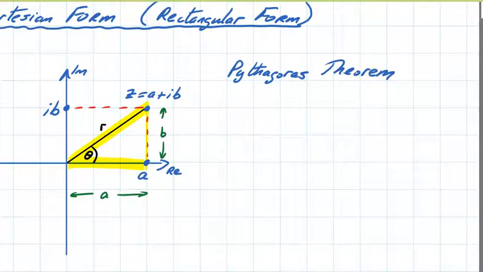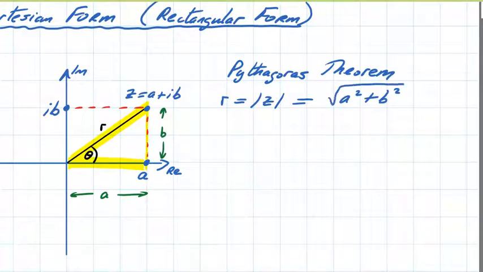So that distance r, which is also called the modulus of z, which is written like this, is, if you look at the two distances here, a and b, well, a squared plus b squared is r squared. So r is then obviously the root of a squared plus b squared. That's a direct result of Pythagoras' theorem. So we've done all that before, and we've called it modulus previously.